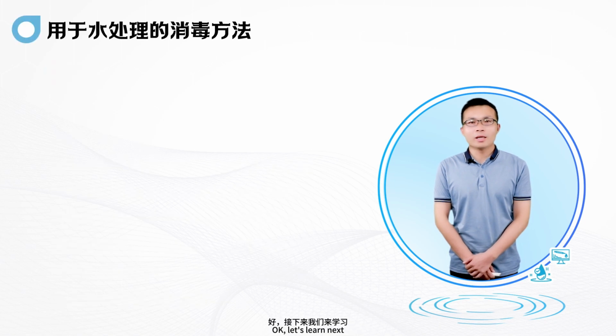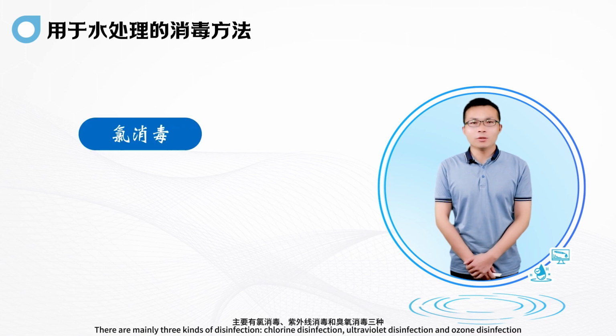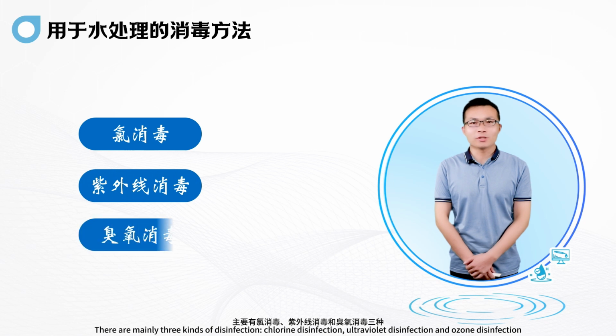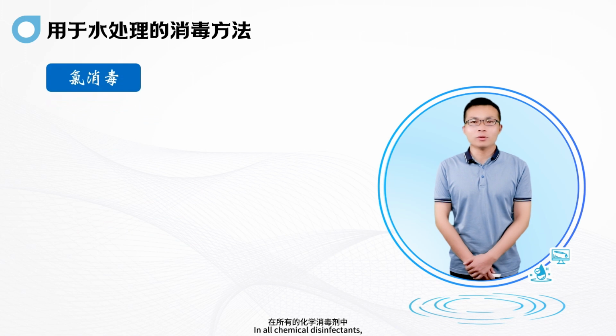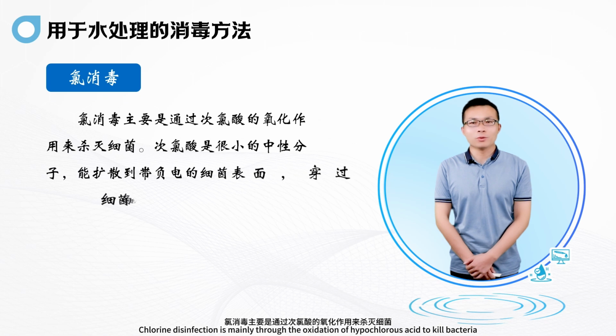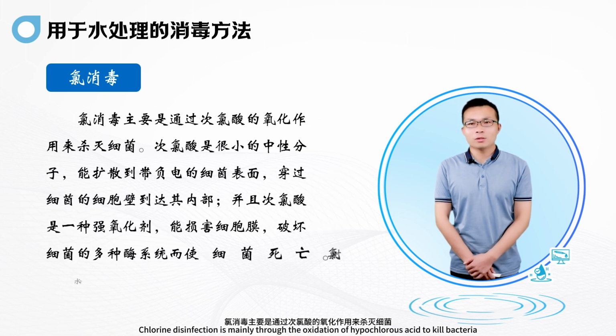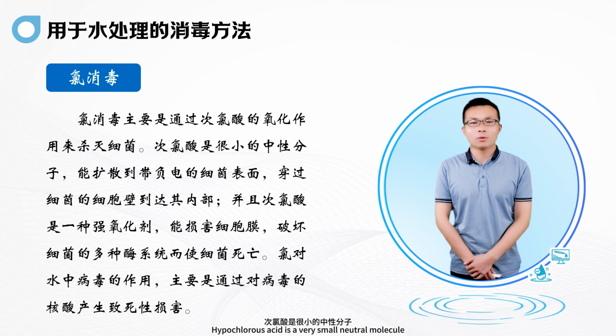Okay, let's learn next the common disinfection methods used for water treatment. There are mainly three kinds of disinfection: chlorine disinfection, ultraviolet disinfection and ozone disinfection. In all chemical disinfectants, chlorine is the most widely used. Chlorine disinfection is mainly through the oxidation of hypochlorous acid to kill bacteria. Hypochlorous acid is a very small neutral molecule, which can diffuse to the surface of negatively charged bacteria and pass through the cell wall of bacteria to reach its interior.